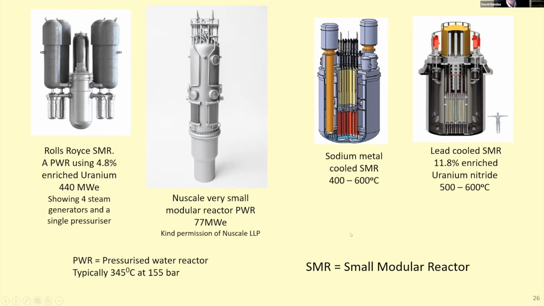There are other ways of cooling the reactors. This one is sodium metal cooled. It's liquid metal that's operating up to 600 degrees Celsius. And there are some advantages in that kind of design, because you can actually generate hydrogen directly using high temperatures from a nuclear reactor. This one here on the right is cooled by molten lead. And they have different kinds of compounds of uranium, but they still work on the principle of splitting uranium-235. In this case, it's uranium nitride.